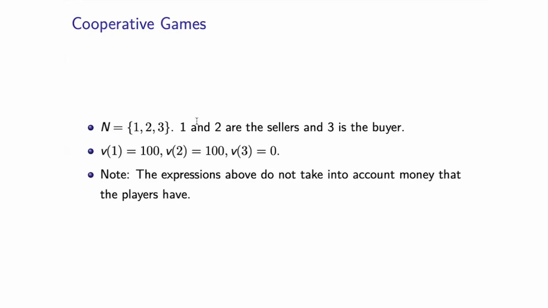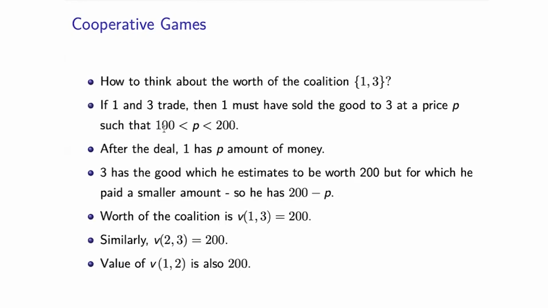But now let's think about more complex cases, right? So suppose we think about 1 and 3. How should we think about the value of V1,3? First, what does it mean to be a coalition of 1, 3? It means that 1 and 3 have come to some sort of agreement, right? So if 1 and 3 trade, and remember, trade only takes place if it is mutually profitable for both. So what does that mean?